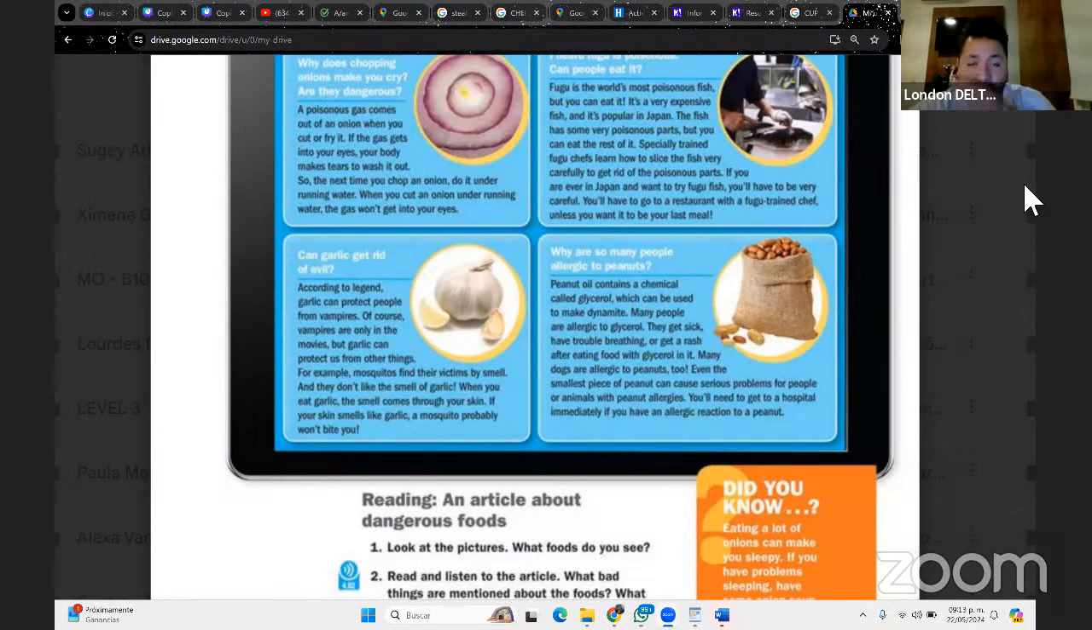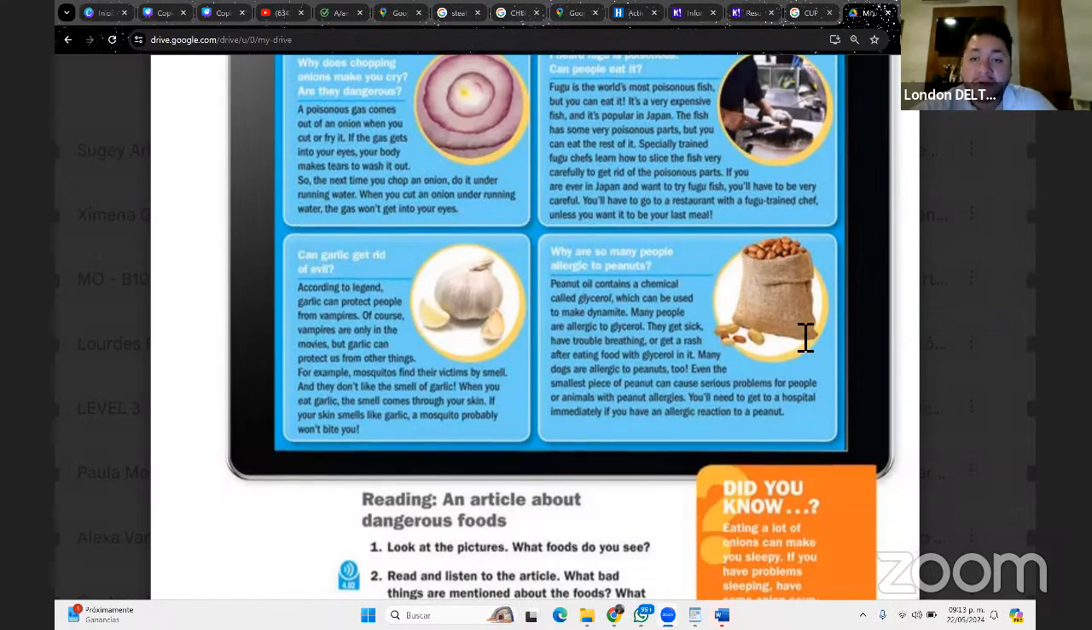Etc. Right? We also learn how to describe food. And now we're going to see a different topic, but it's still related to what we saw during this unit. And in the article we read the last time, we learned some interesting things about the food, right? For example, that, no surprise, garlic helps to avoid mosquitoes, right?